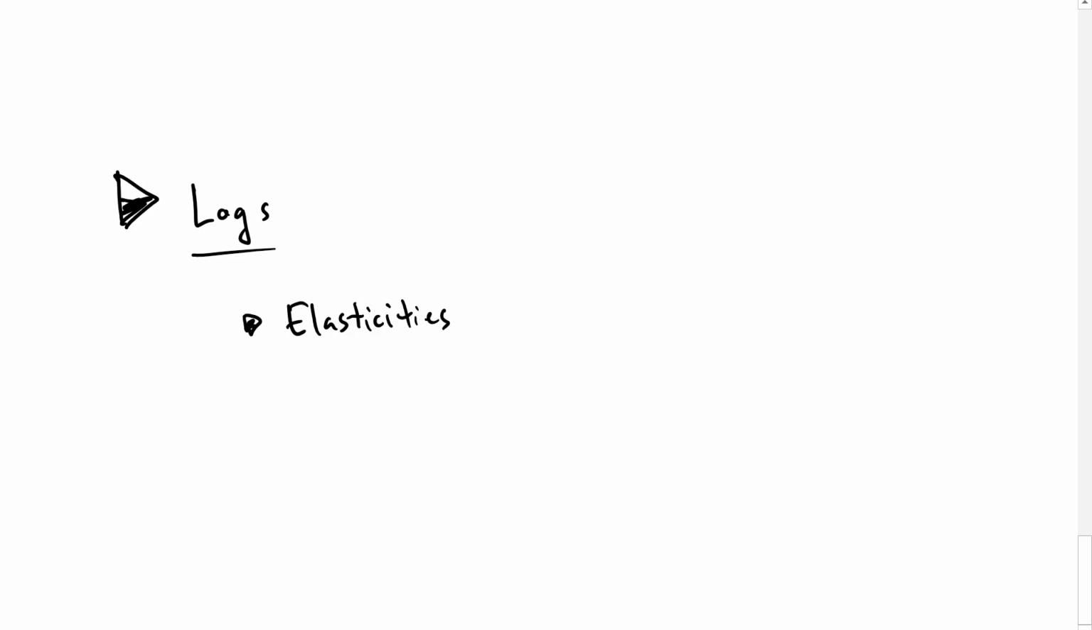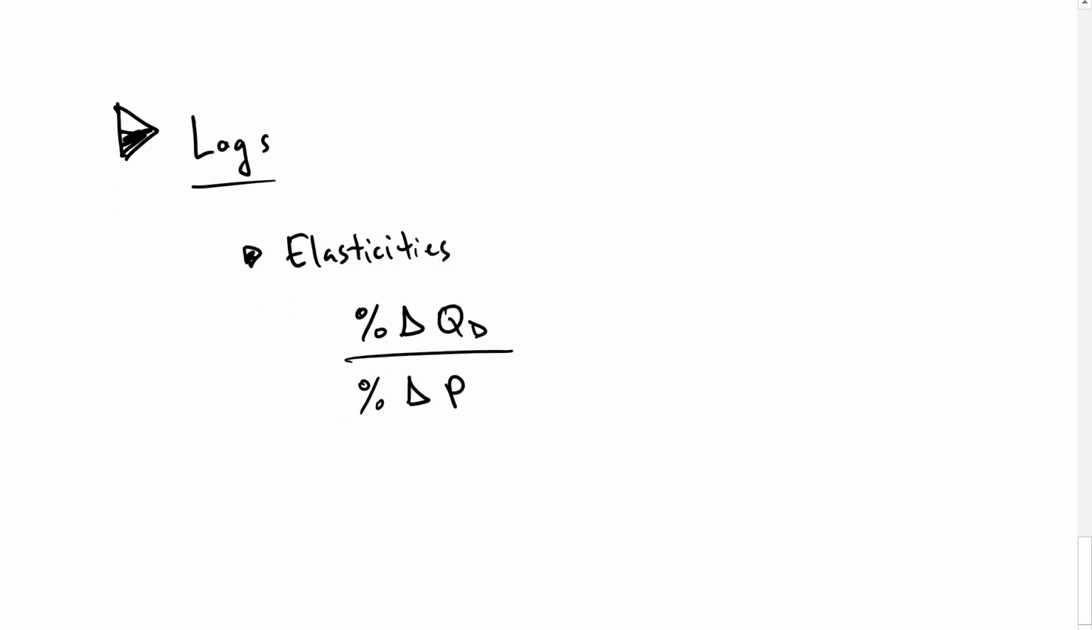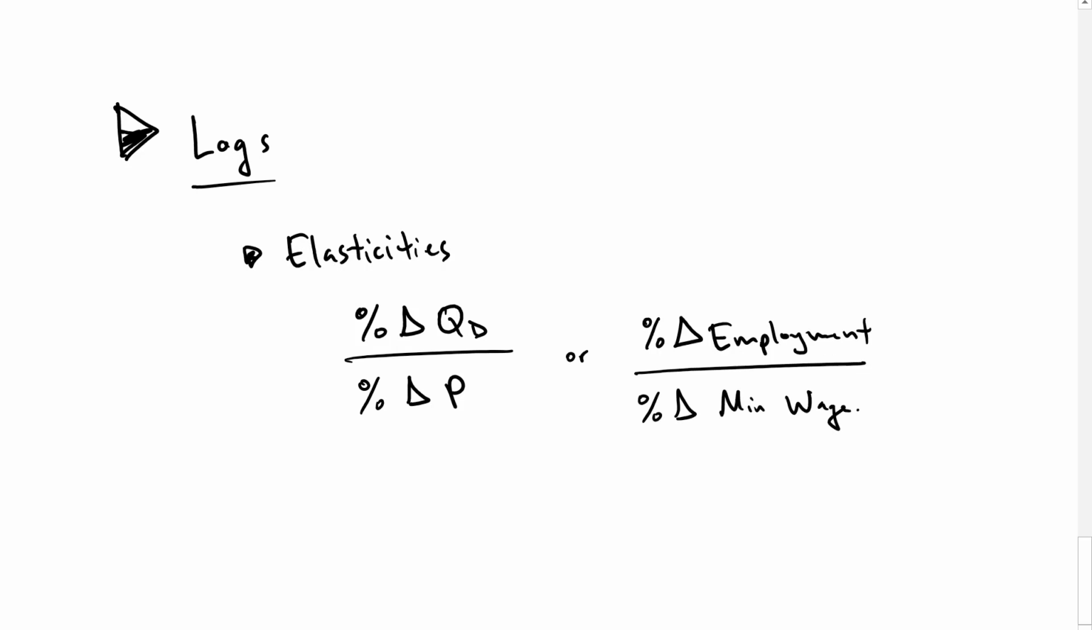So if you recall, the elasticity is something like the percent change in quantity demanded over the percent change in price. This could be used to think about measuring something like the percent change in employment over the percent change in the minimum wage. This is a common use for logarithms in econometrics, to measure the effects of minimum wages, for example.